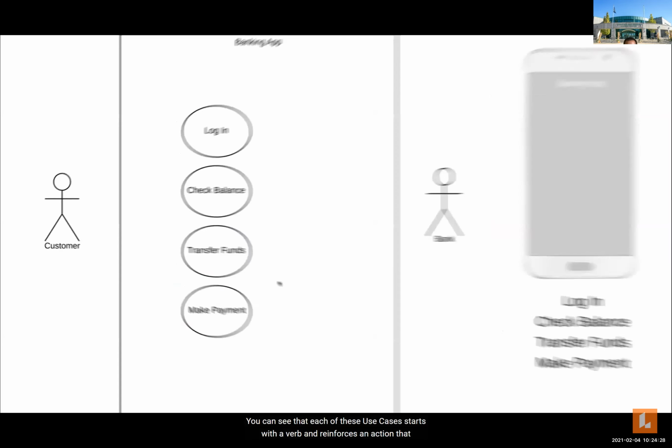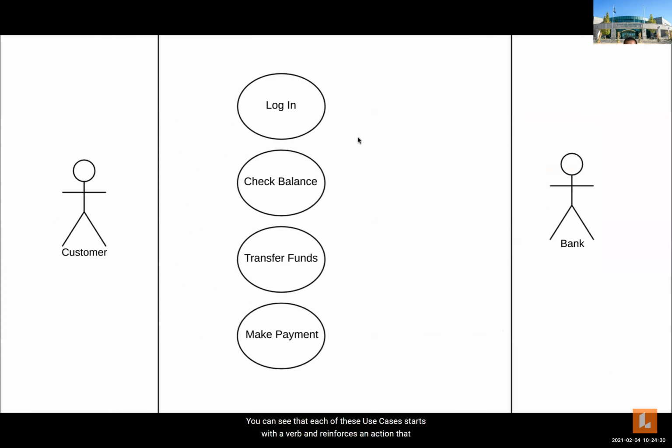You can see that each of these use cases starts with a verb and reinforces an action that takes place. We also want them to be sufficiently descriptive. If this use case just said transfer, that'd be too vague. Finally, it's good practice to put your use cases in a logical order when possible. That's why we put login at the top. That's the first thing that will happen when a customer uses our banking app.